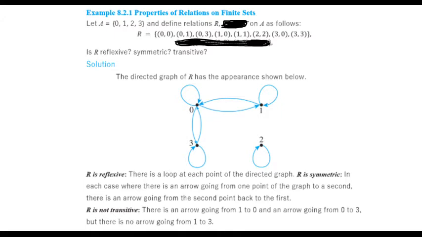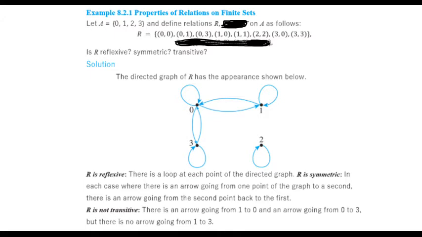In a similar way, we can claim that R is symmetric because in each case where there is an arrow going from one point of the graph to the second, we can find another arrow going in the opposite direction from the second point back to the first point.